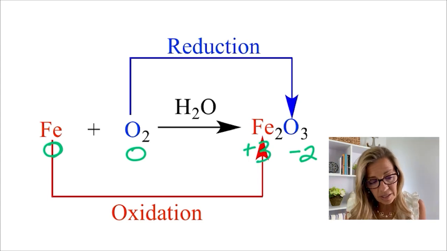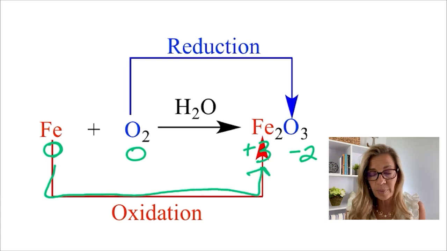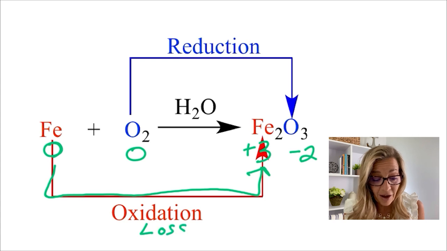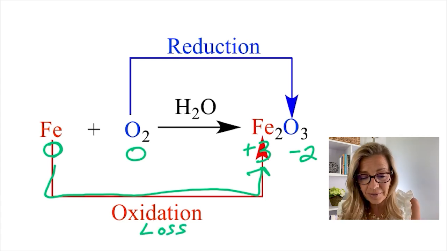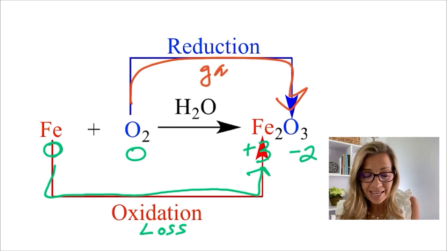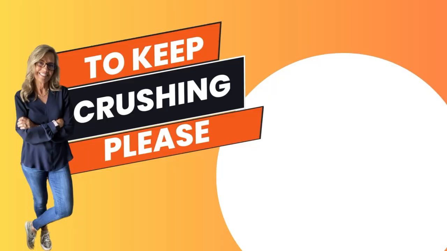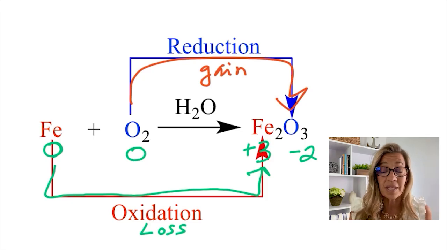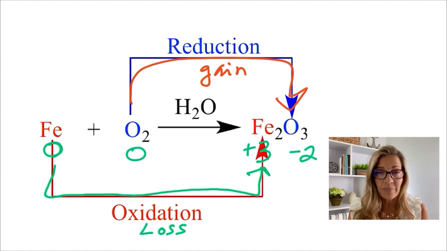Okay, so let's look at this. The iron goes from 0 to +3. What did it do to go to +3? It lost electrons, right? And then the oxygen goes from 0 to -2. What did it do? It gained electrons. So that's how you determine if something is redox. Does the oxidation state change for an element? In this case, we see that it does.